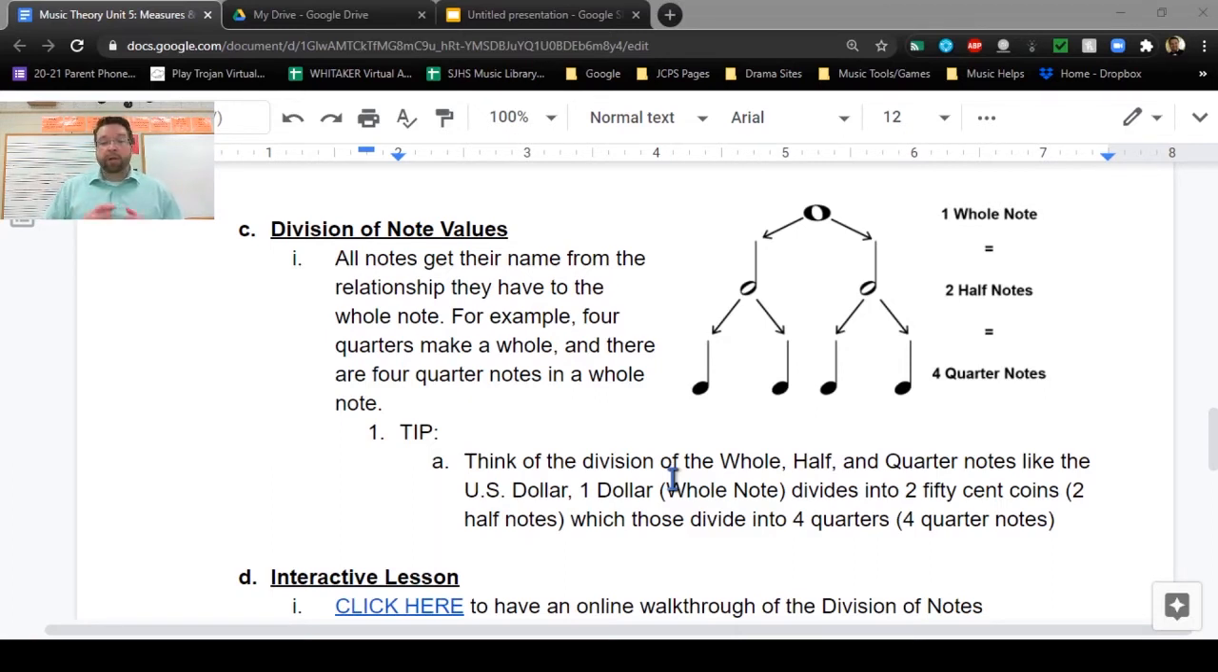So you have $1, that's your whole note, which divides into 2 50-cent pieces, also known as half notes because 50 cents is half of a dollar. Those 2 50-cent pieces then divide into quarter notes, 2 apiece. So each 50-cent piece gets 2 quarters. Same division here with these notes. We will learn some more about these divisions later. It's very mathematical. If you're very good at math and fractions, that will help you to understand this a little bit better.